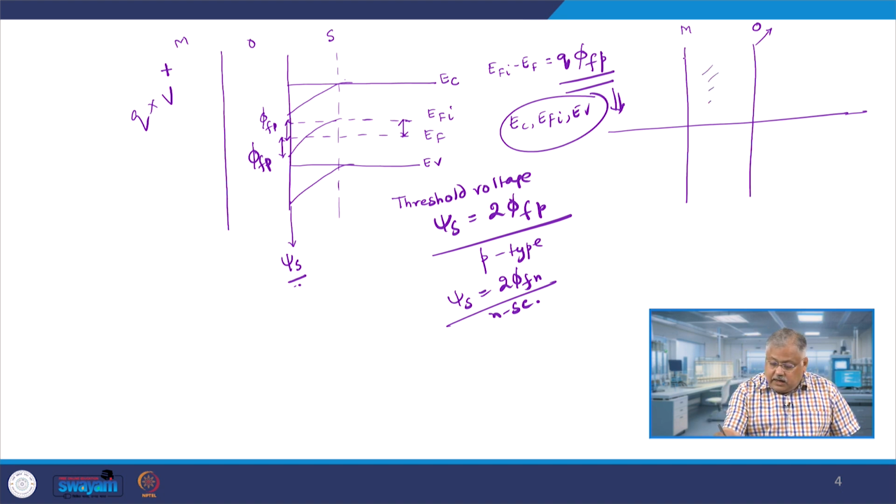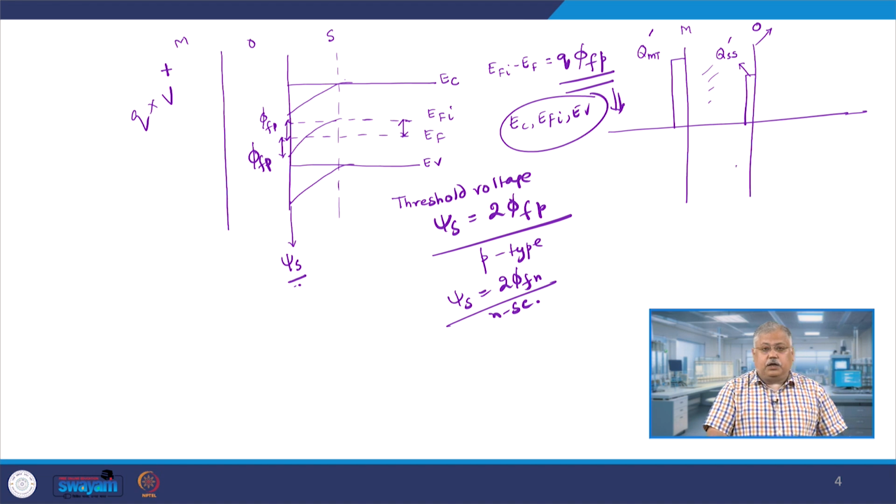So, when you apply a bias, you will get on the metal side a value known as QMT prime, which is the charge per unit area in the metal, right. This will entail a charge on the oxide side, which is QSS prime, charge per unit area. This consists of many factors I have already discussed in the class. For example, it consists of fixed charges, mobile charges, immobile charges, impurities, traps and so on and so forth.